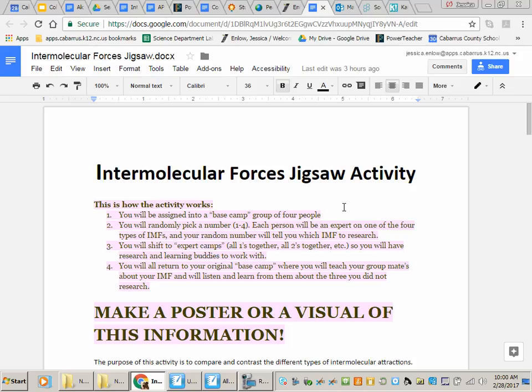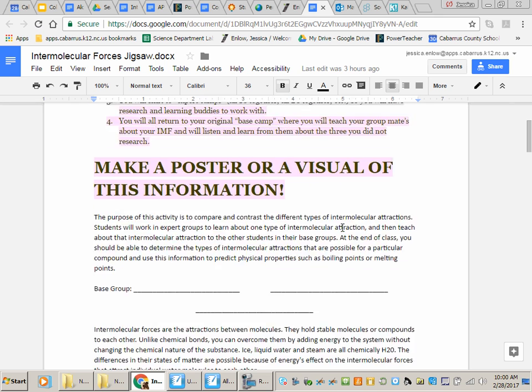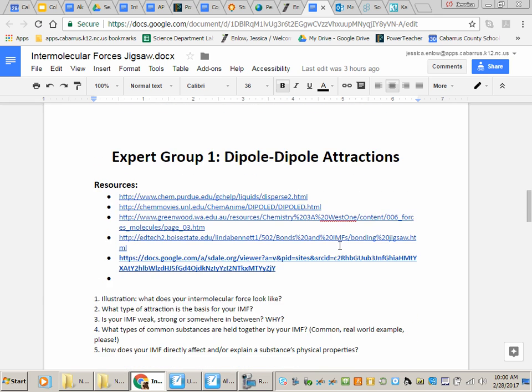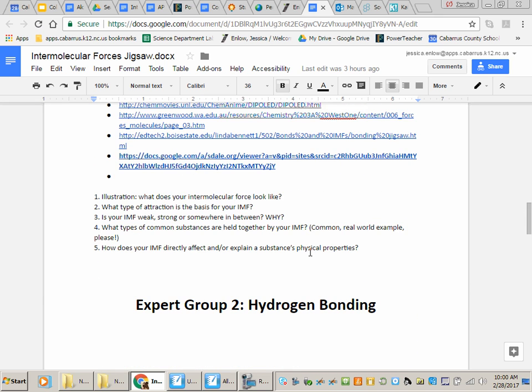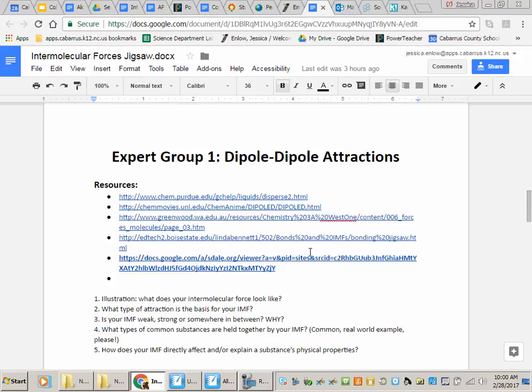So you're going to work in kind of like base areas as a hydrogen bond, London dispersion, or dipole-dipole. You're going to learn everything you can about that. And some of the questions are going to be like, as you can see, illustrate what does your intermolecular force look like, type of attraction, is it weak, strong, or in between, what types of substances would this occur in, kind of like the basics of everything, and then I'll go into the extra details. But I give you the expert group information in resources, and then the questions are right below.